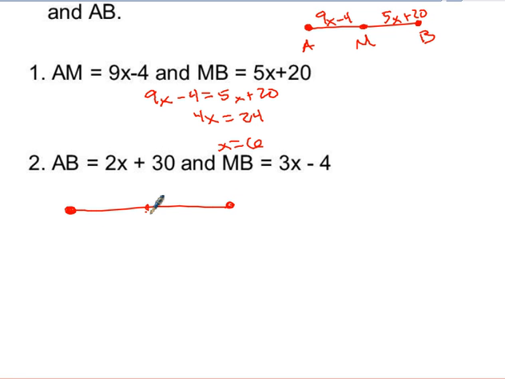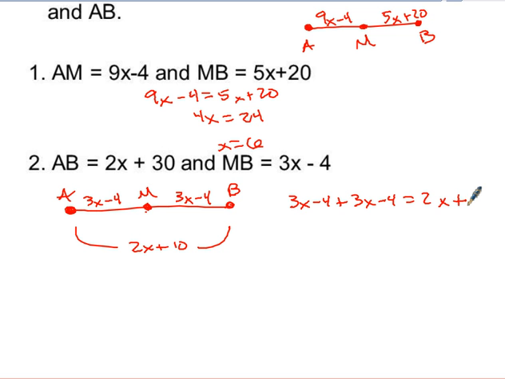Here's M, A, B. Now they're telling us AB, the whole thing, is 2x plus 30. And that MB, just this part right here, is 3x minus 4. Well, I want to know what AM is so that I can add those two together and set them equal to that. I do know what it is. It's also 3x minus 4. Okay? So, 3x, whoa, that was the worst 3 on earth. 3x minus 4 plus 3x minus 4 equals 2x plus 30.